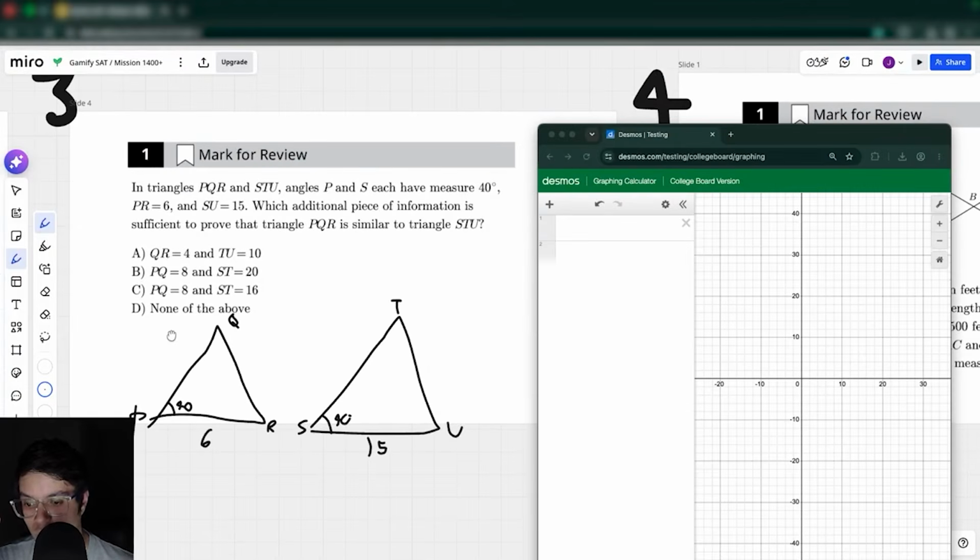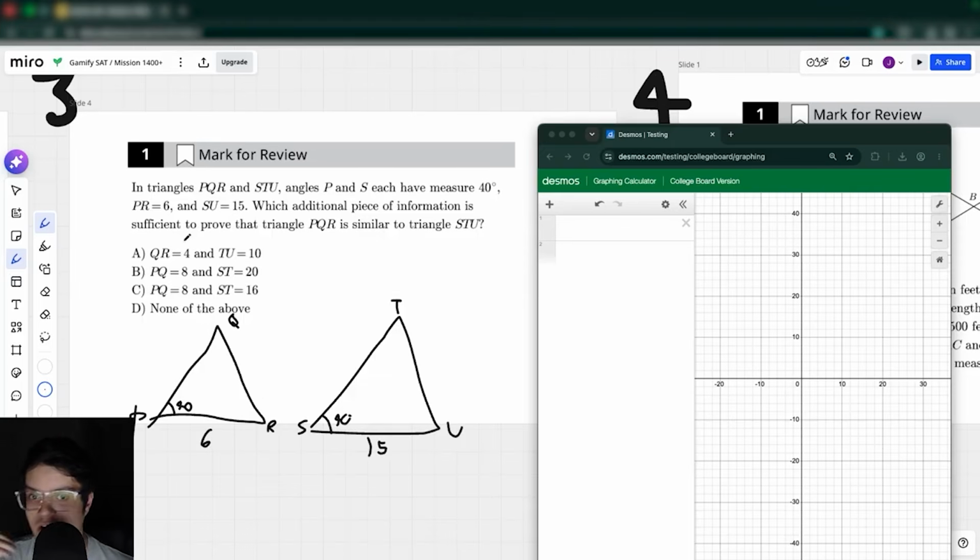Out of those, the only one we could realistically do is side, side, because we have an angle here, a side. Obviously, let's just add one more side. And remember the rule, it can't be angle, side, side, so it cannot be this one. So we can just completely eliminate TU and QR from what we're thinking about here. It's all about PQ and ST. It has to be the sides on either side of the angle.